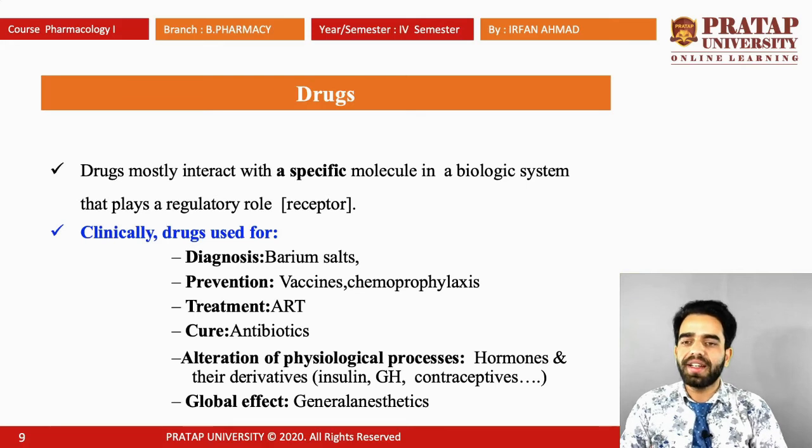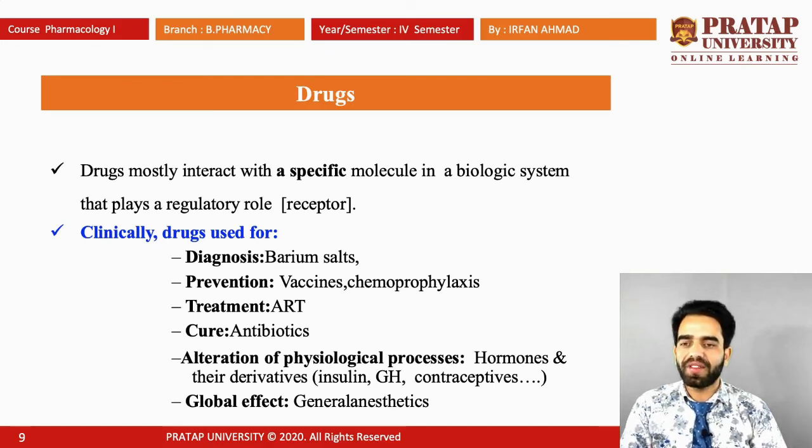Okay, and clinically, why are drugs used? What are the uses of drugs? They are used for diagnosis, for example barium salts. Prevention, for example vaccines and chemoprophylaxis. Treatment, for example angiotensin receptor blockers and ARTs, which are examples of drug categories. Cure, for example antibiotics. Change in physiological processes, for example hormones and their derivatives, insulin which is used in diabetes, gonadotropin hormone, contraceptives. And global effect, for example general anesthetics, which are used in generalized surgery.